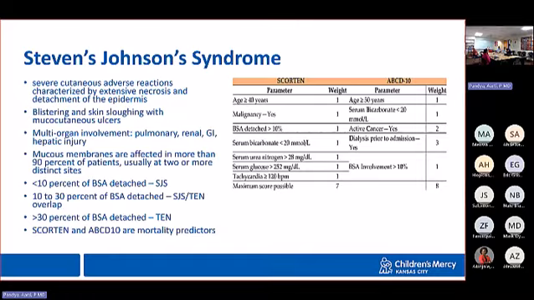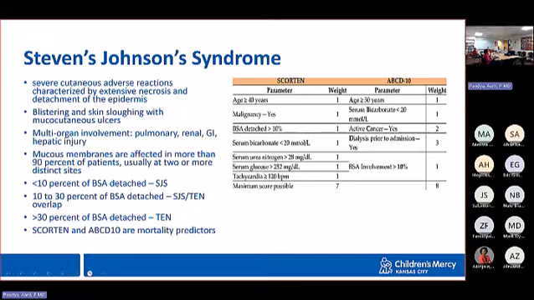Okay. Now transitioning back to type 4 reactions under the category of severe cutaneous adverse reactions. Stevens-Johnson syndrome is one such reaction. This is characterized by extensive necrosis and detachment of the epidermis. So we have blistering and skin sloughing. We can get mucocutaneous ulcers. We can have various degrees of rashes. And then more importantly, you can have organ involvement, including your pulmonary system, renal, GI, hepatic injury. Mucous membranes are affected in more than 90% of patients. That's why it's such an important clinical piece for us to ask about.